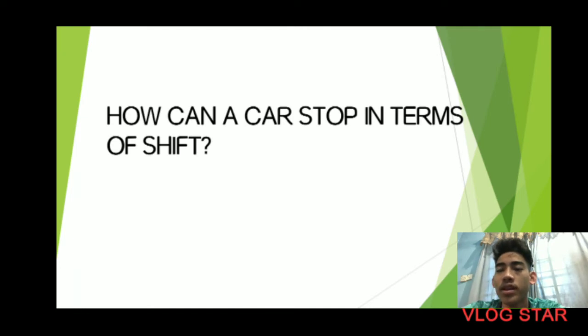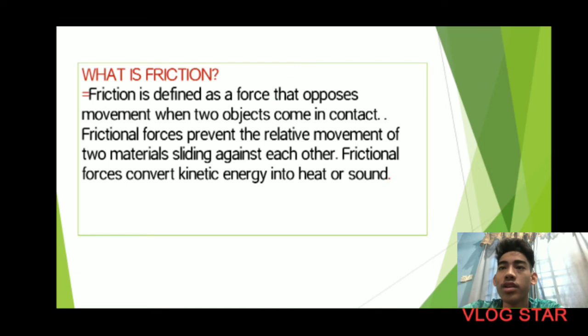Assalamualaikum, my name is Muhammad Haikal bin Amran. Today I will present on how a car is able to stop in terms of friction. First I will explain what friction is. Friction is defined as a force that opposes movement when two objects come in contact. Frictional force prevents the relative movement of two materials sliding against each other.